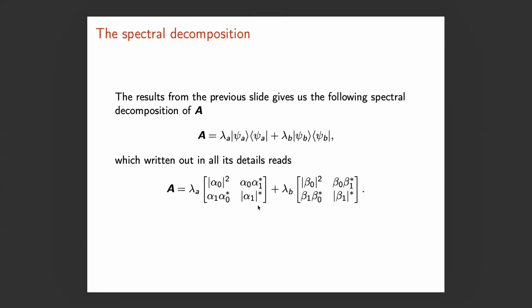And then you see now that the spectral decomposition allows you to rewrite this operator A in terms of the eigenvalues, lambda A and lambda B, and the outer product of these states here. And this is what it looks like in all detail. So that's the spectral decomposition of this specific operator, which has this set of eigenstates and eigenvalues. Okay, just as an example.